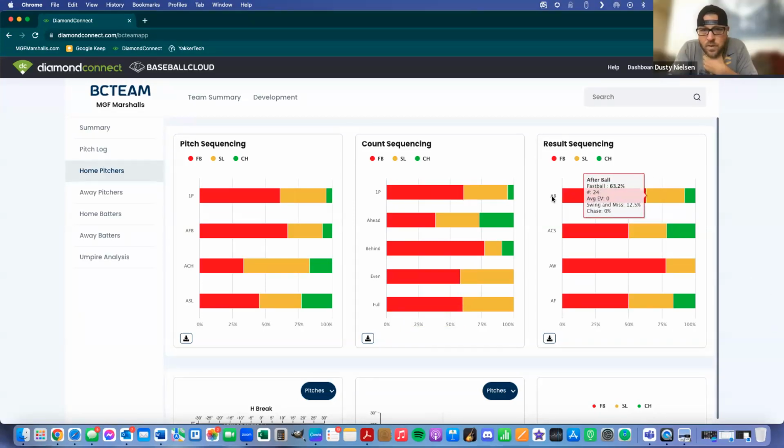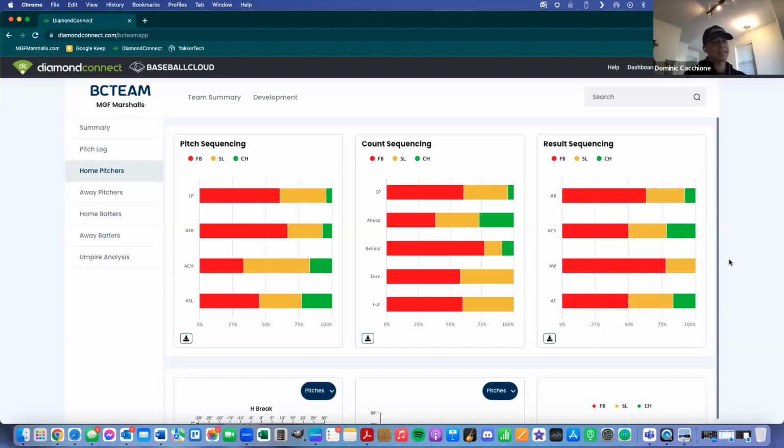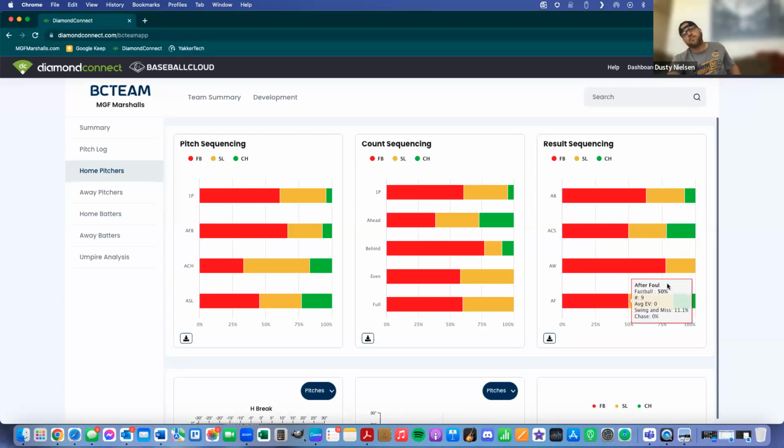So result sequencing, after a ball. This one I didn't really understand. It kind of goes back to the same thing as count sequencing. It's just showing a different tendency. Whenever he throws a fastball for a ball, over 50% of the time he's going to come back with another fastball or whatever it might be. Same thing after a called strike, when maybe you're up in the count, so it'll be a lower number, because you're like, okay, 0-1, now you can play a little bit and throw something else. And after a whiff. What's the AF? After a foul ball. Okay.